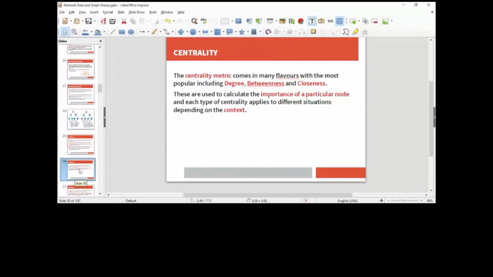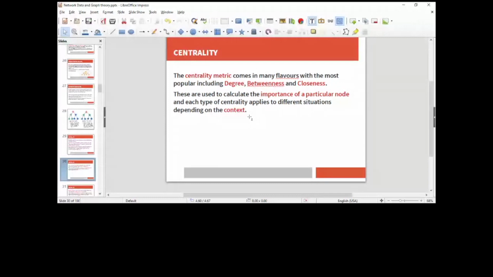Okay? So the centrality metric comes in many flavors, with the most popular including degree, betweenness, and closeness. These are used to calculate the importance of a particular node, and each type of centrality applies to different situations depending on the context. Like I said, that is about adding context to the whole centrality algorithm.